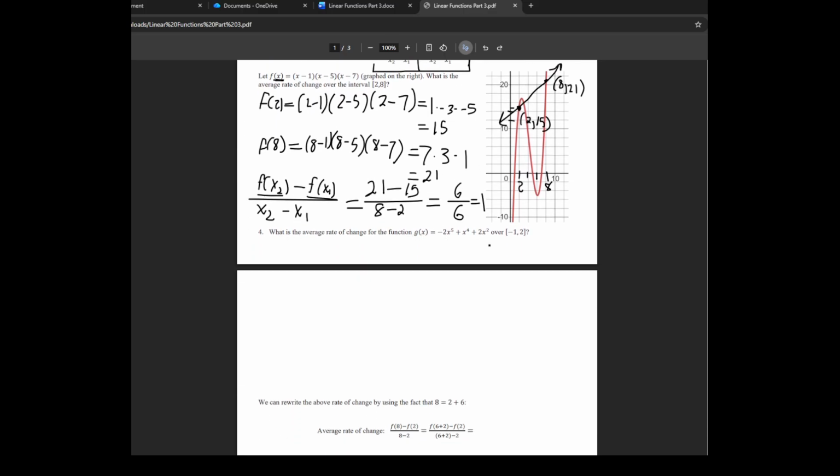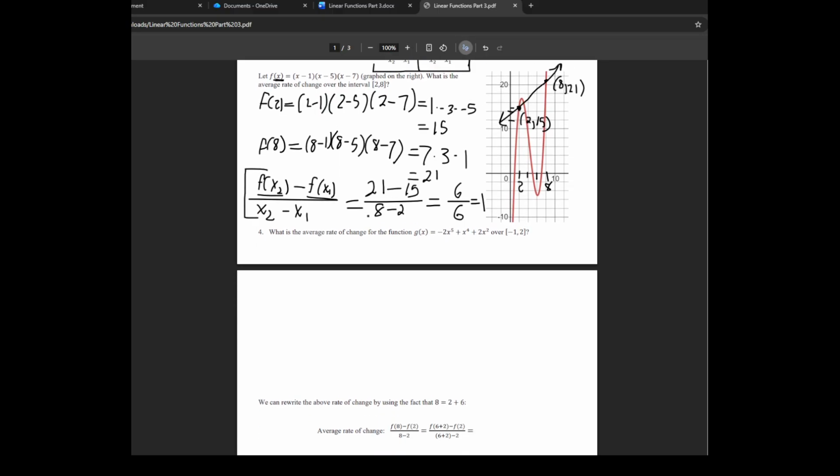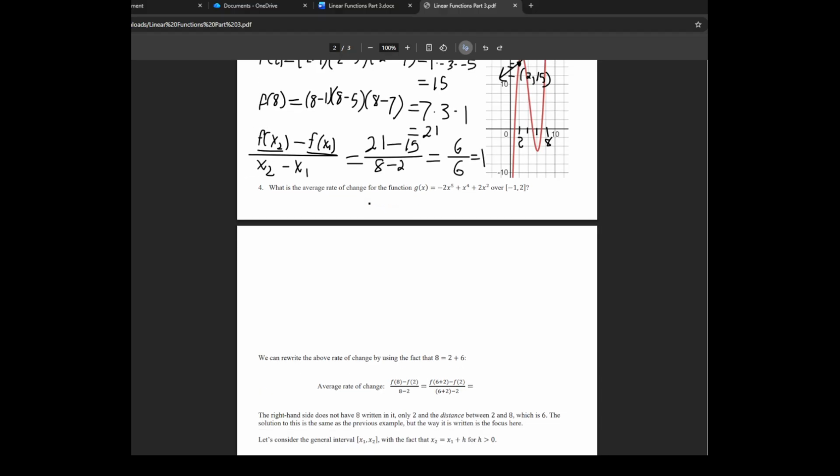Question number 4 is very similar, except you're not given a graph. You're just asked to do this right here. That'll be on your homework. I'll have y'all do that one on your own.